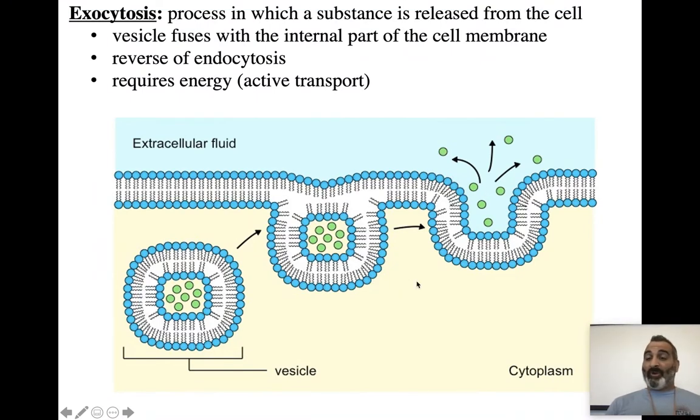Exocytosis also requires energy to move these items. It is a form of active transport because it requires energy, and it is very simple. It's just the reverse of endocytosis.